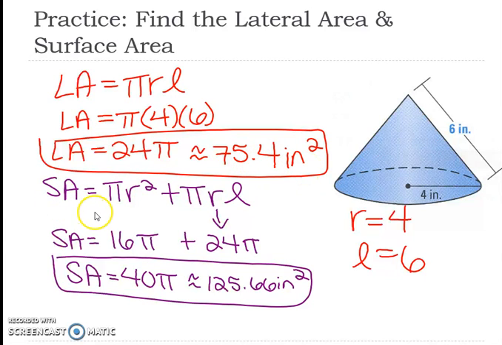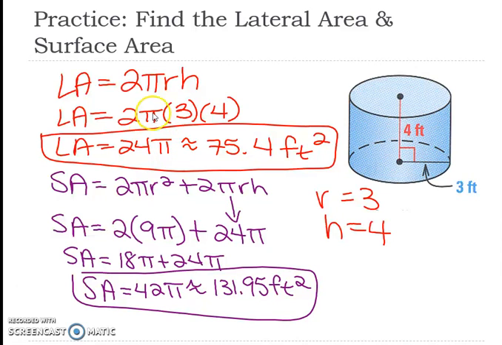For surface area, this is the lateral area, which we already have: 24 pi. Then we just have to do pi r squared. R is 4, so that's 16 pi. Then just add these two, that's 40 pi. Hit 40 pi on the calculator, and you get 125.66 square inches. That is the surface area.